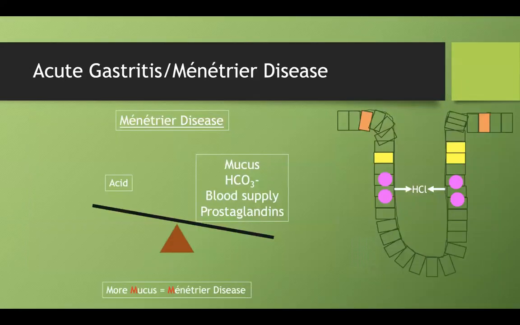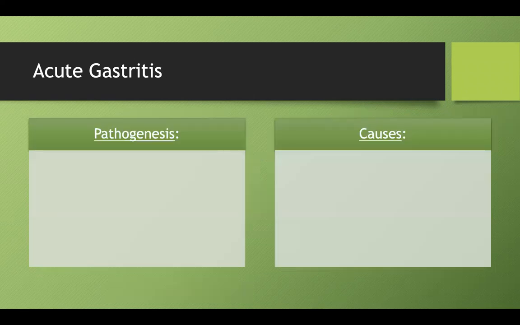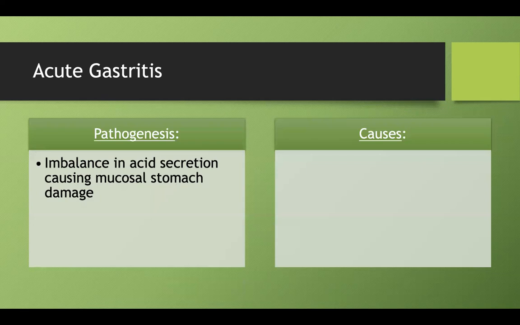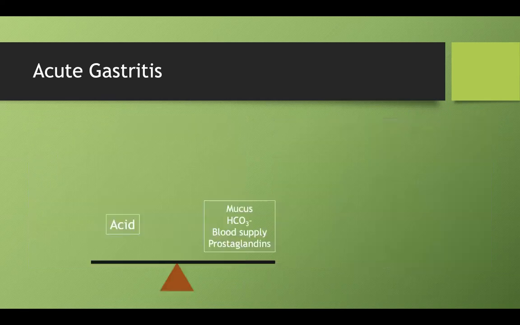So we've talked about what happens when we have too much mucus, but now let's talk about the other side of the coin. Acute gastritis, where you have excessive acid production and not enough of these defensive mechanisms. So acute gastritis is an imbalance in acid secretion, which will ultimately cause mucosal stomach damage. There's a few causes, and we'll go over each of these individually. You can get NSAID use, alcohol use, burns, increased intracranial pressure, shock, and chemotherapy. These are some of the more common causes of acute gastritis. So let's go over each of these in detail.